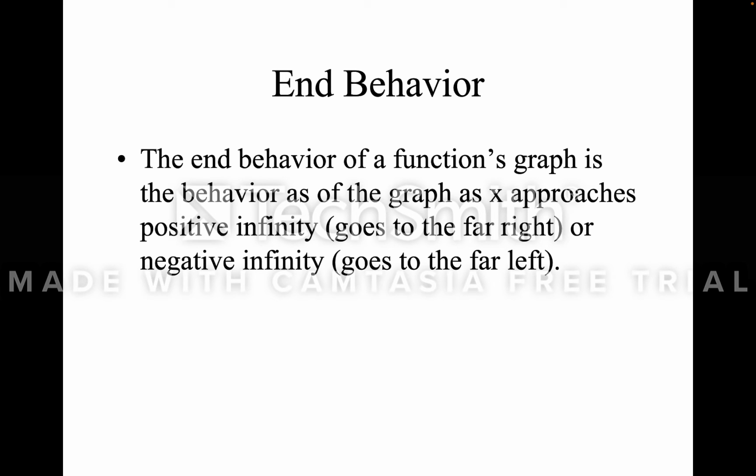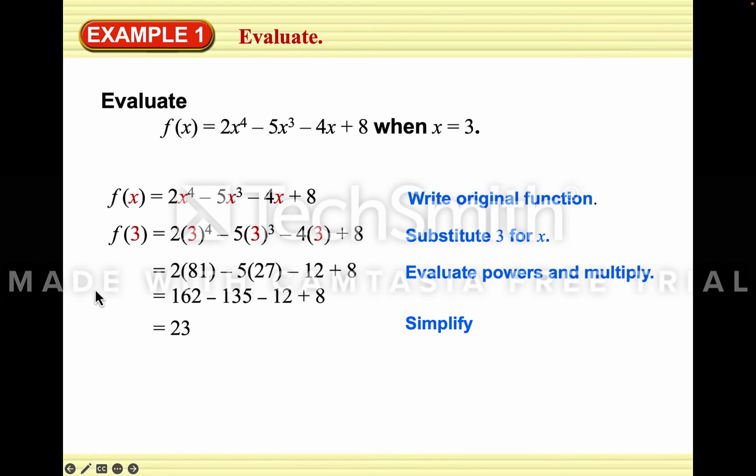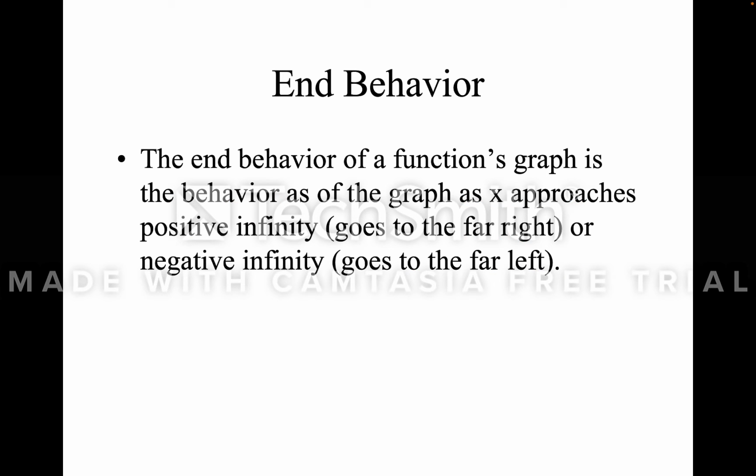Some polynomials, we'll need to be able to evaluate some points, figure out some ordered pairs, plug in some x's and generate some function values, but we also need to know what's happening at the ends of the polynomials. And we call what happens to the far left and to the far right the end behavior. So formally, this is stated: the end behavior of a function's graph is the behavior of the graph as x approaches positive infinity as we go far to the right, or negative infinity as we go far to the left.